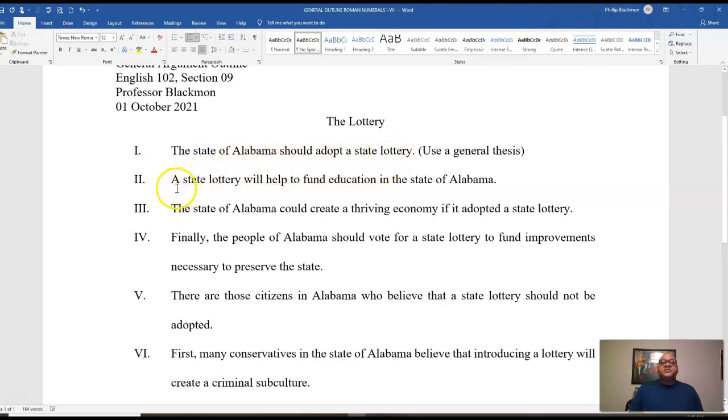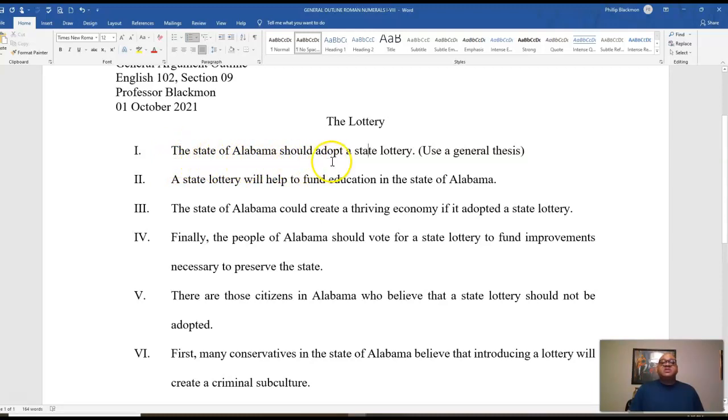Roman numeral number 2, my first reason: a state lottery will help to fund education in the state of Alabama. My next reason: the state of Alabama could create a thriving economy if it adopted a state lottery. My last supporting reason: finally, the people of Alabama should vote for a state lottery to fund improvements necessary to preserve the state.